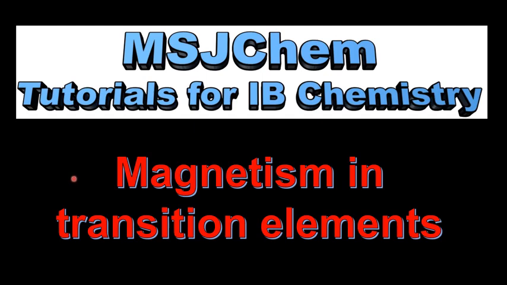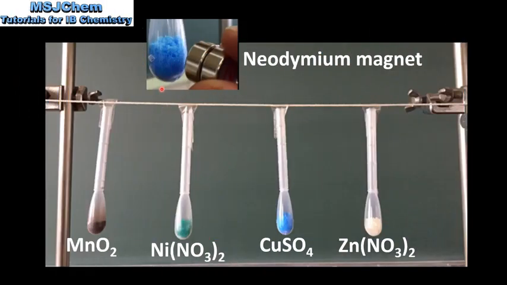This is MSJ Chem, and in this video I'll be looking at magnetism in the transition elements. In this video we'll be looking at the effects of a magnetic field from a neodymium magnet on four compounds: manganese dioxide, nickel nitrate, copper sulfate, and zinc nitrate.